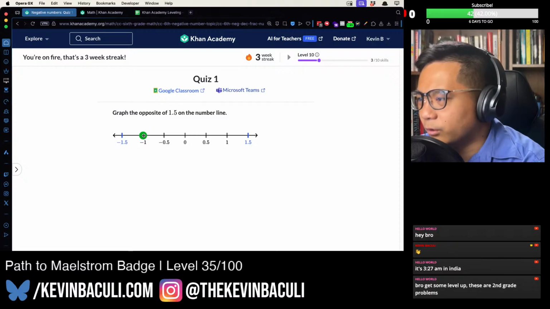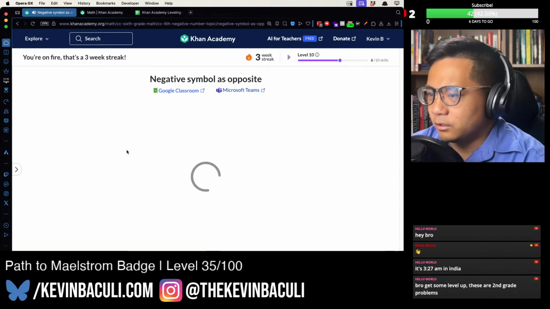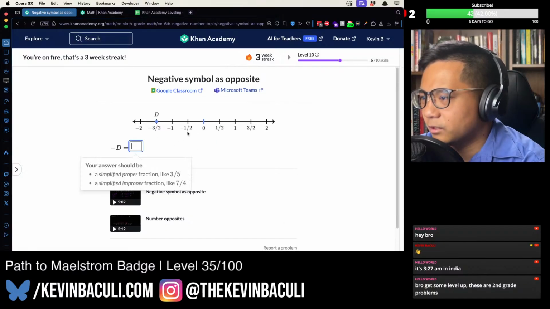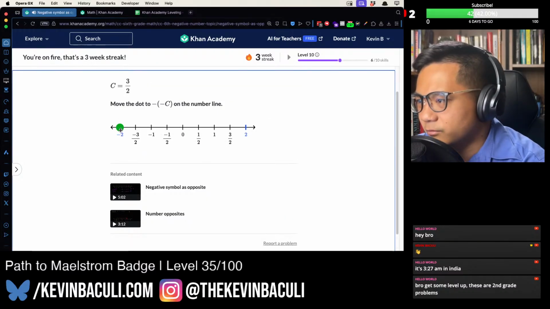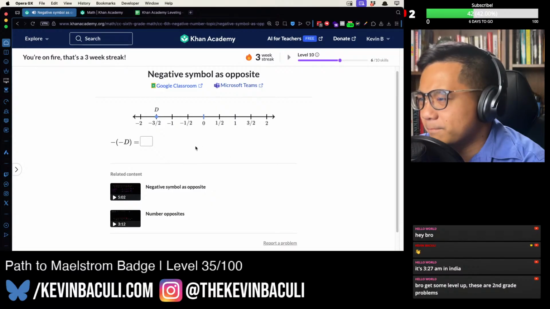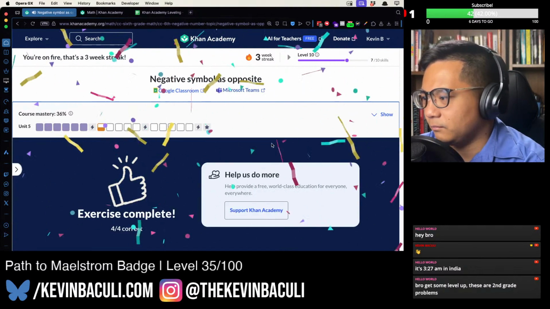Graph the opposite of 1.5 on the number line. Okay, hopefully that gets me. Okay. -D is 3/2. Move C. It's 3/2. I got that wrong. Oh my gosh. Which dot? It's gonna be C. It's -3/2. Okay, there we go. Oh man.